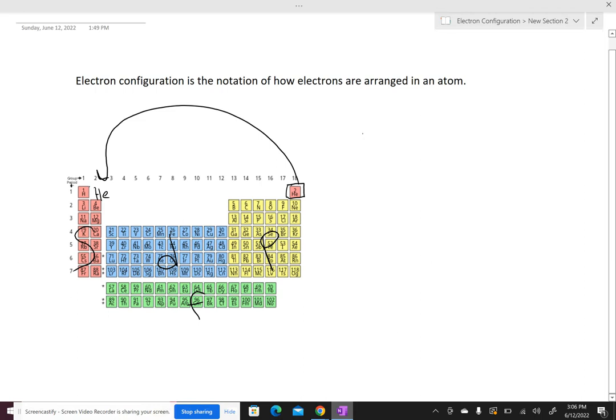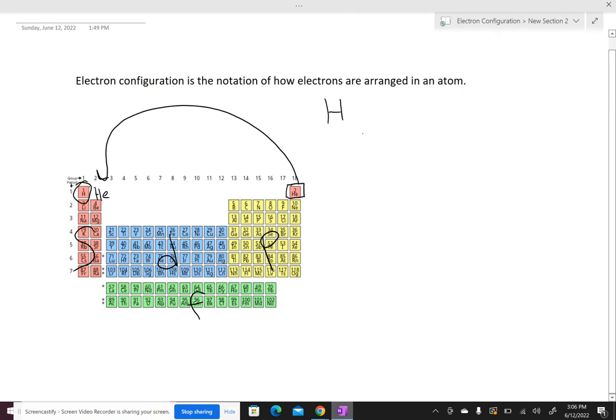Each element block on the periodic table also represents an increase in number of electrons. And I'll show you what I mean with an example. Let's do hydrogen. Okay, let me rewrite that. Hydrogen. There we go. All right, so hydrogen, as you can see, is right here.